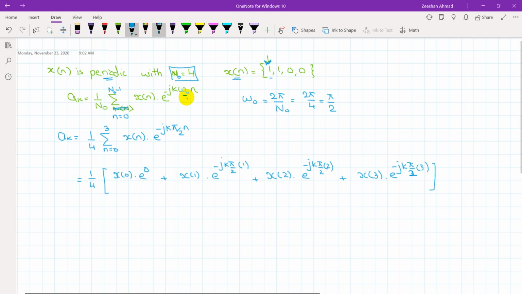Now, if you see the values, x0 is 1, x1 is 1, x2 is 0, and x3 is 0. Anything multiplied with 0 will give me 0. So I am going to have 1 by 4, e power 0 is 1, so I will get 1 plus 1 multiplied by e power minus j k pi by 2.